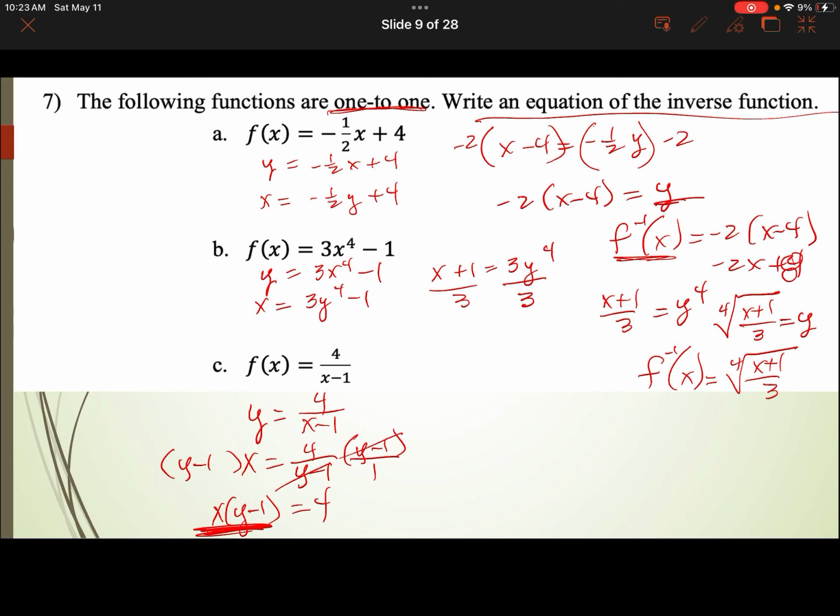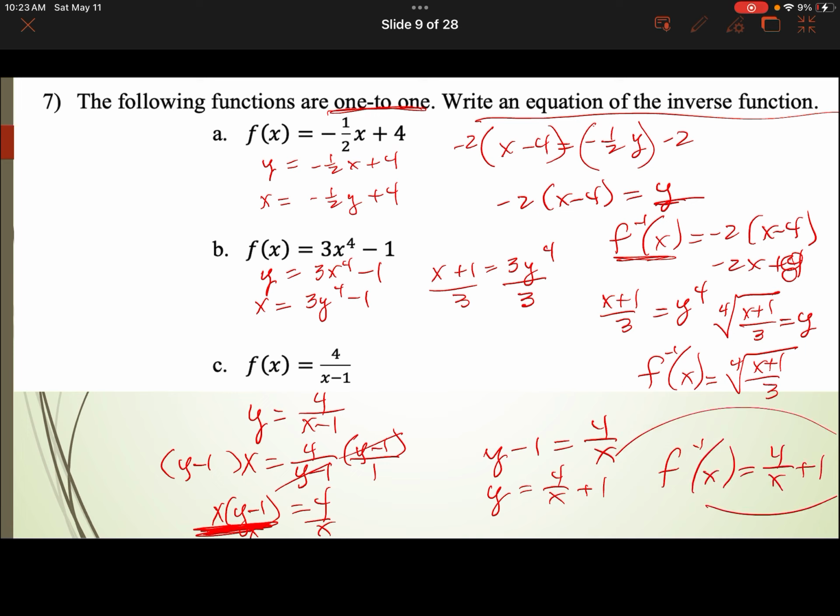I'm solving for y, so let's read what's happening. Y minus 1 times x. What's the last thing I said? It was times x. So we're going to divide both sides by x, and look what we get. 4 over x. Do not distribute through there. Okay, now I need to get rid of the 1, so y is 4 over x plus 1, and my inverse is 4 over x plus 1.